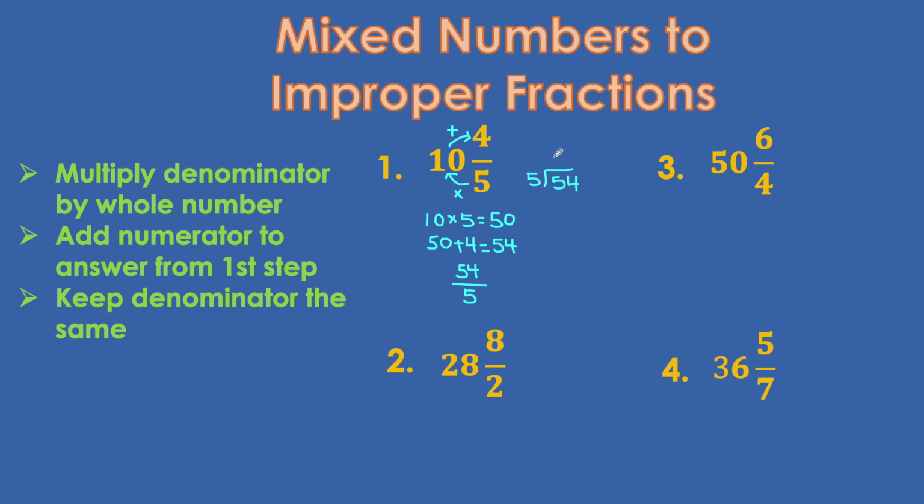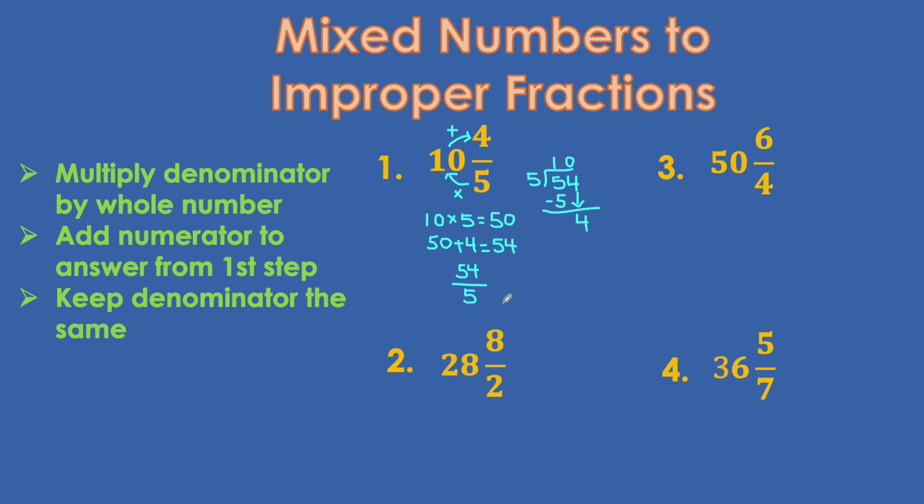5 goes into 5 one time. 1 times 5 is 5. Subtraction sign. And bring down the 4. 4 cannot go into 5, so we have a 0 here. And our remainder is 4. So then you see this is our answer as a mixed number, 10 and 4/5, which is what we started out with.